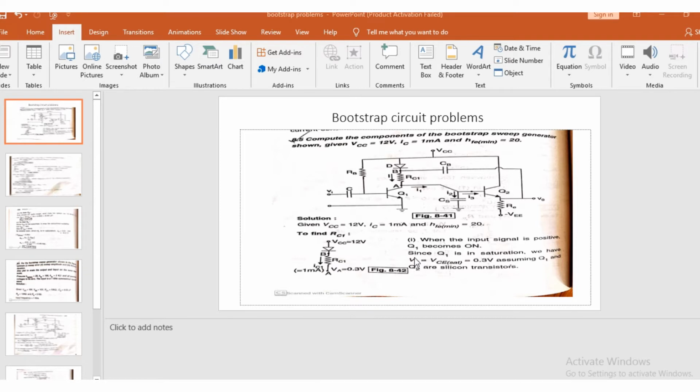First, the input signal is being applied. When the input signal is positive, Q1 becomes on. When Q1 is in saturation, then VA, the voltage at point A, is nothing but VC sat, which is equal to 0.3 volts. We are making an assumption that Q1 and Q2 are silicon transistors. That is the assumption being made. Now we'll continue with this problem.